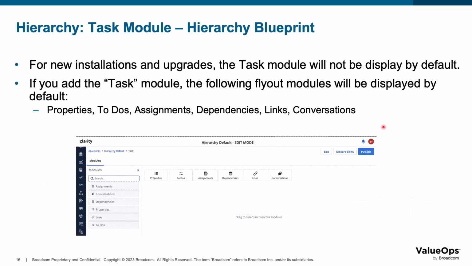So for new installations and upgrades, the task module will not be displayed by default. So you need to manually add it to your blueprints in order to see it. And when you add the task module, the following flyout modules will display: the properties, to do, assignments, dependency links, and conversations. So those are all configurable within the blueprints depending on your preference and requirements in your organization.